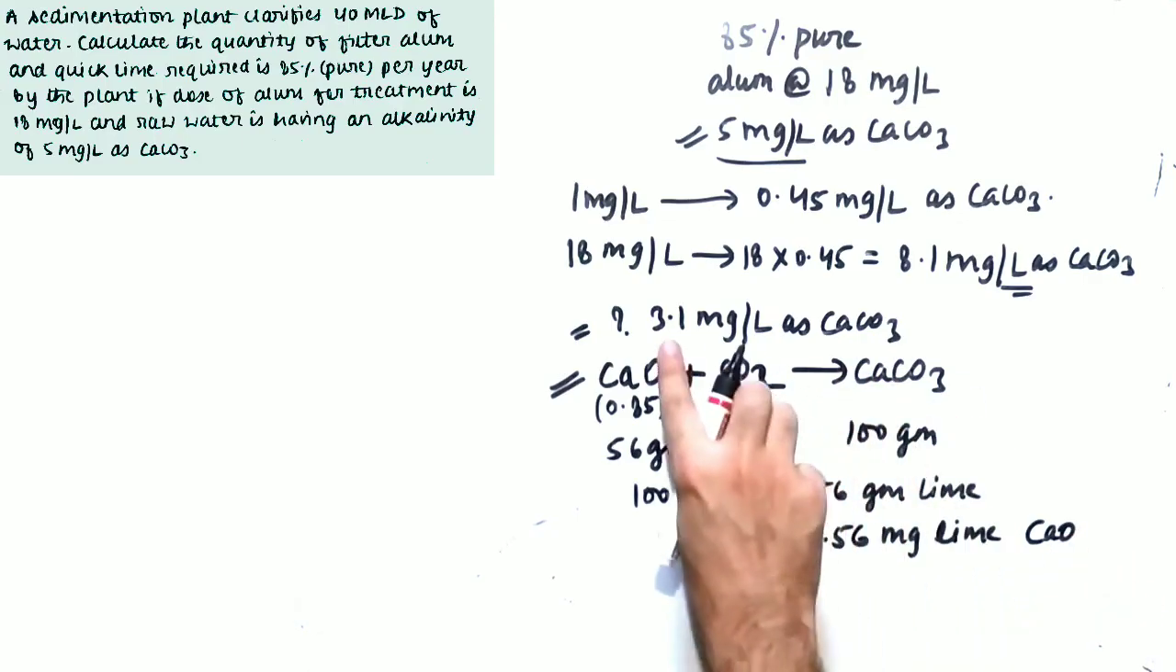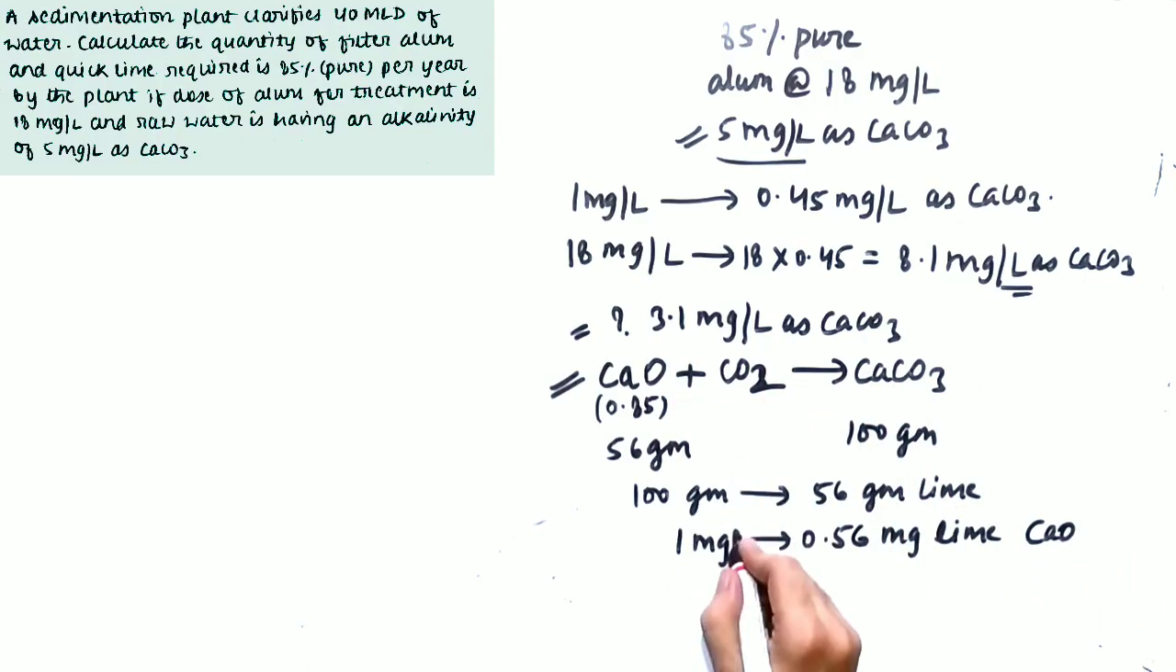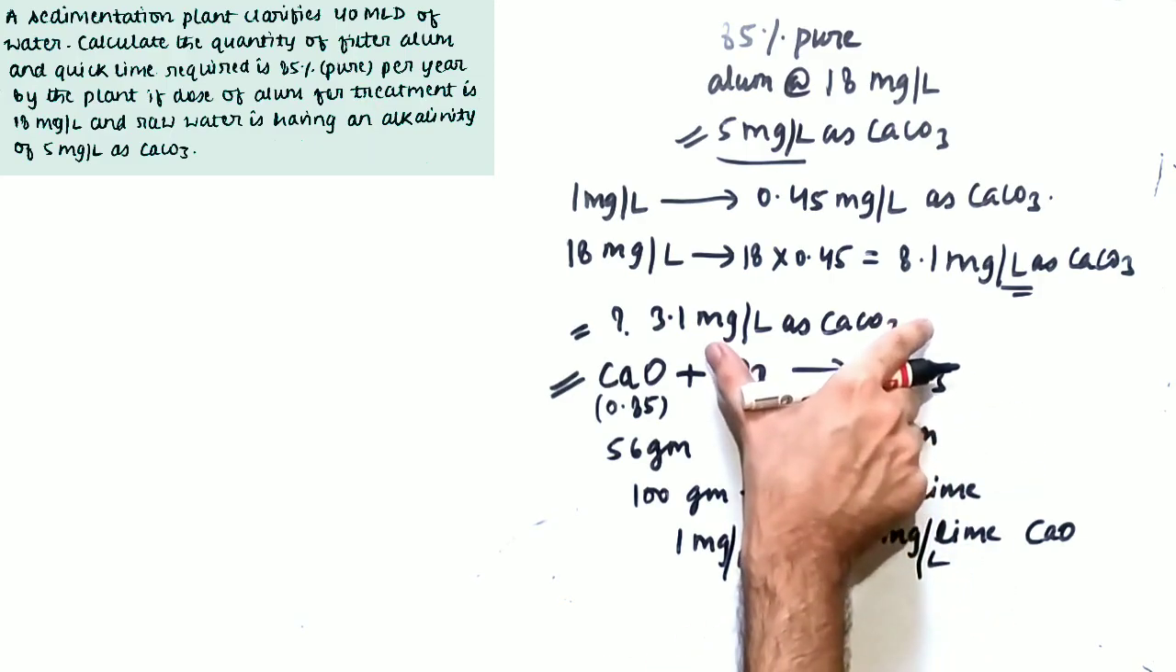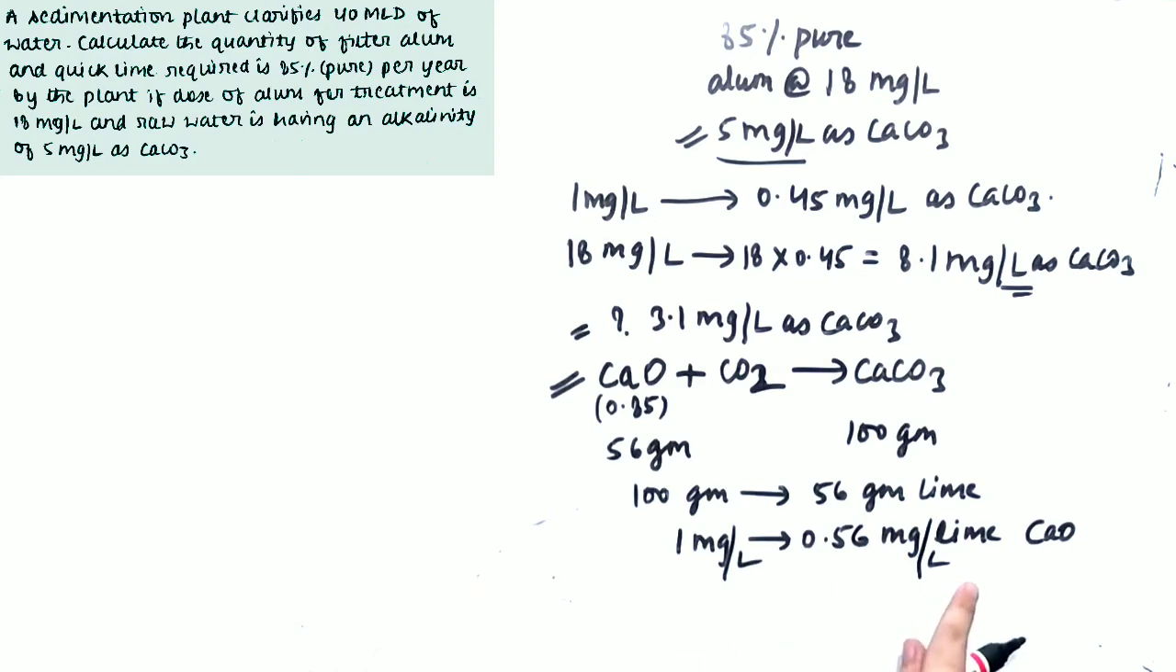But we require 3.1 milligram per liter of alkalinity. Similarly, this will also be per liter. If this is in gram per liter, this will be in gram per liter. So for 3.1 milligram per liter, how much lime is required? Simply 0.56 multiplied by 3.1. So this will give you 1.736 milligram per liter of lime CaO.